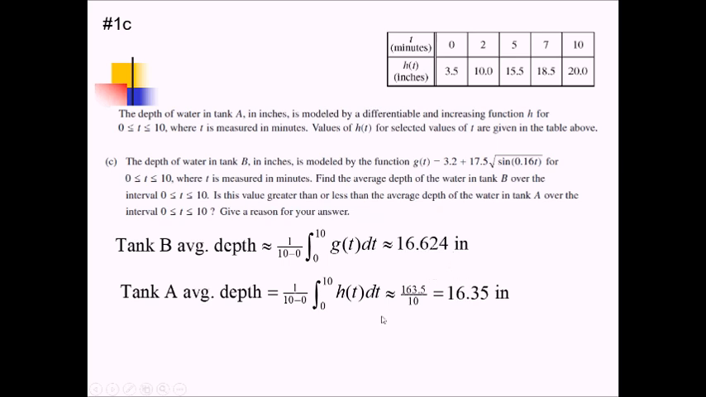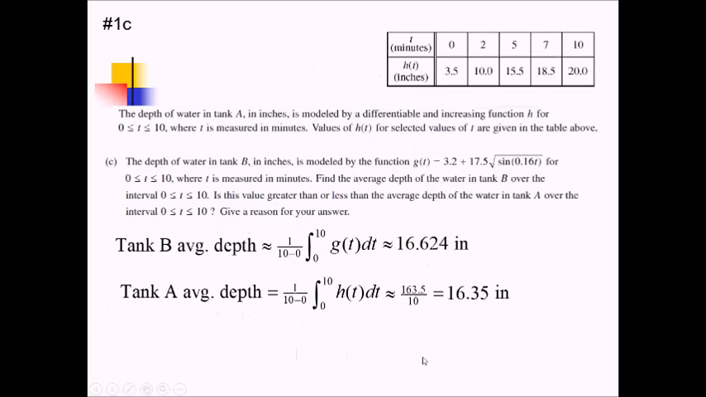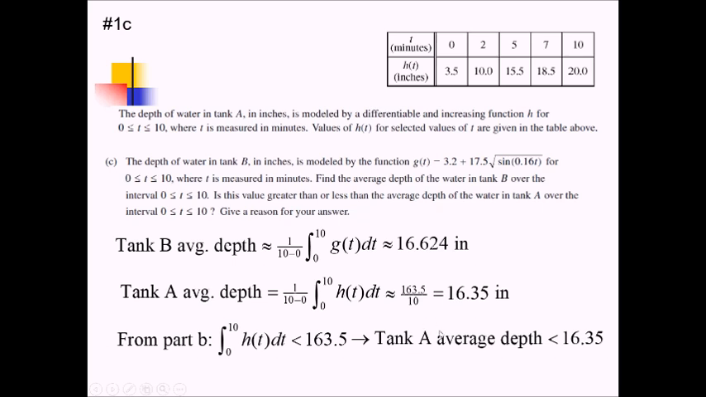So here's where we have to look back at another part of part B, where they asked, is this approximation greater than or less than the actual integral from 0 to 10 of h of t dt? And we concluded that the 163.5 was greater than the true value. Another way of saying that, going back to part C now, is that this true value here is less than 163.5. The true value of this integral is less than our approximation. What that means is that the true average tank depth is also going to be less than our approximation of 16.35. So tank A's average depth is less than 16.35.